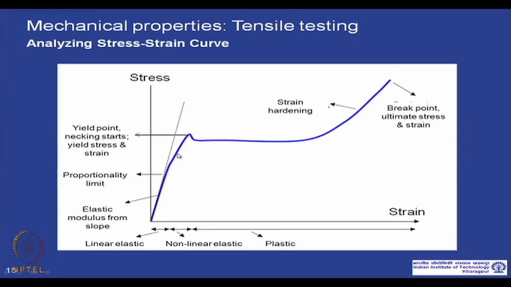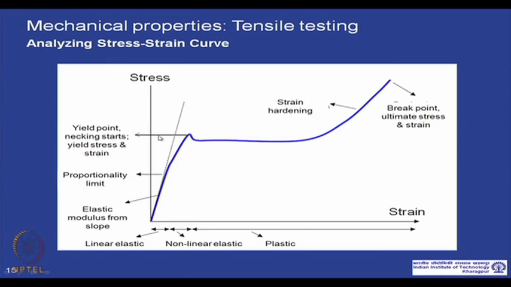Up to this is the linear elastic limit, and from here to here it is the non-linear elastic limit. If you deform up to this point and then remove the stress, it will come back to the original state, but beyond this yielding point it will not come back. So, permanent deformation happens. This is plastic. From this point onwards plastic deformation is happening; below this, elastic deformation is happening. This is called the yield point.